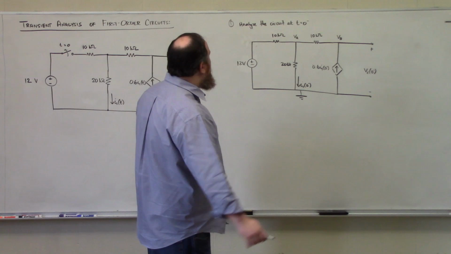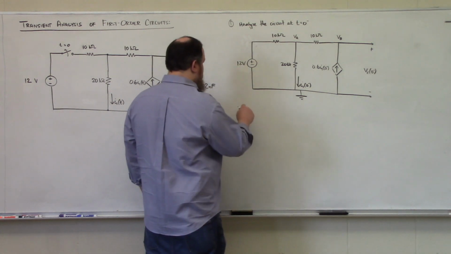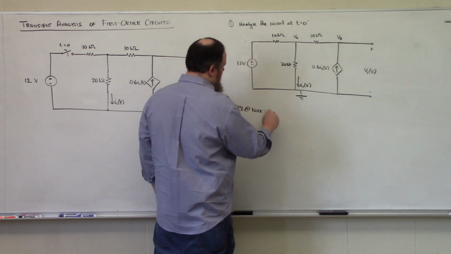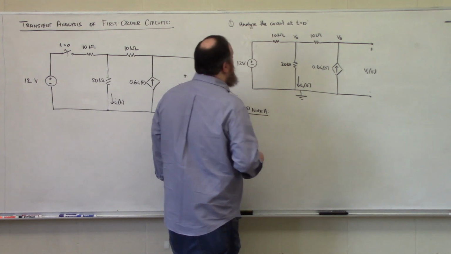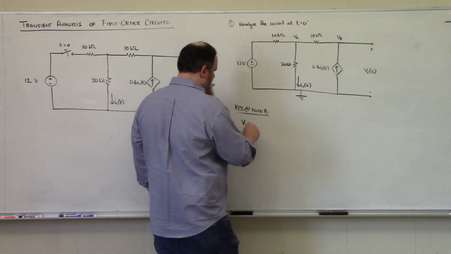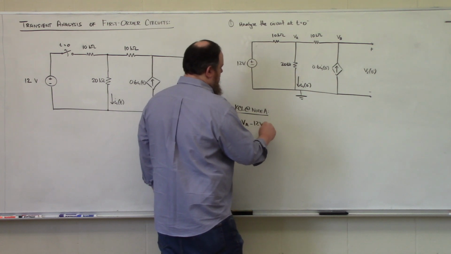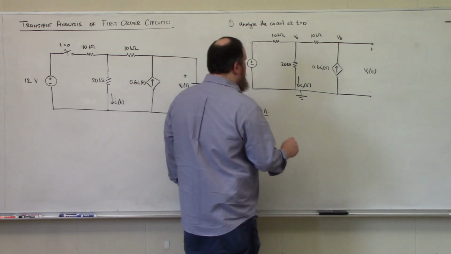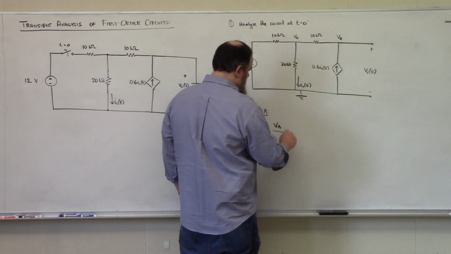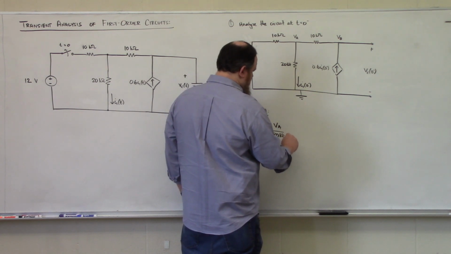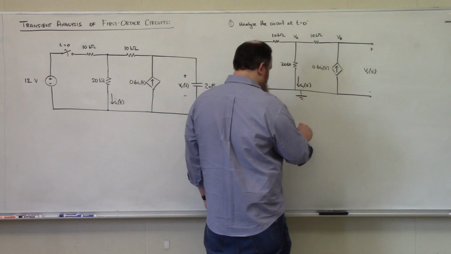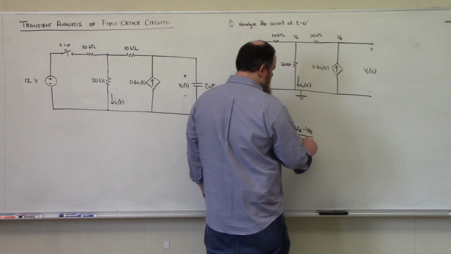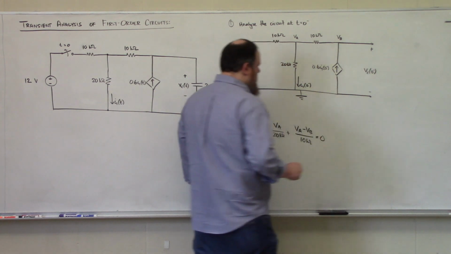So if I perform KCL at node A, I get VA minus 12 volts divided by 10 kilo ohms plus VA over 20 kilo ohms plus VA minus VB over 10 kilo ohms is equal to 0.